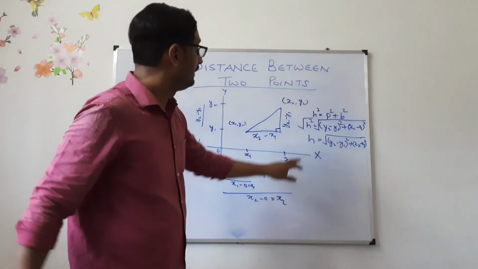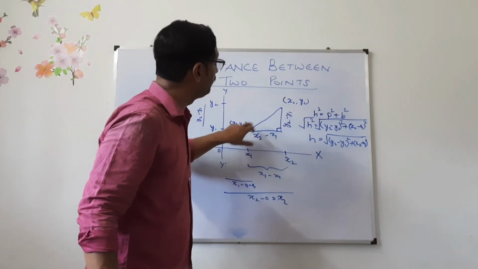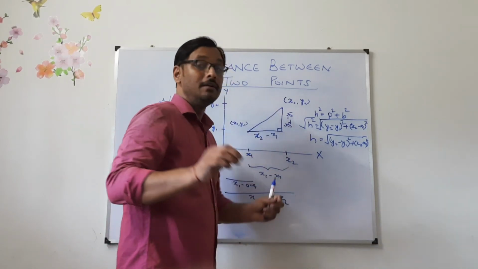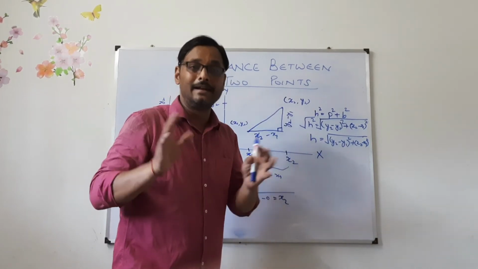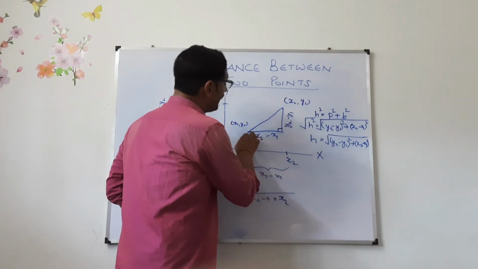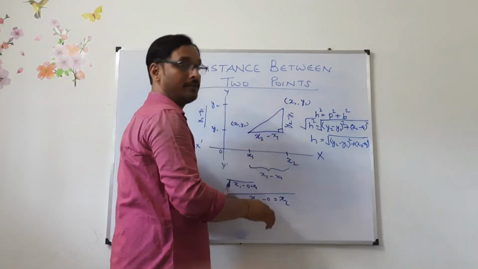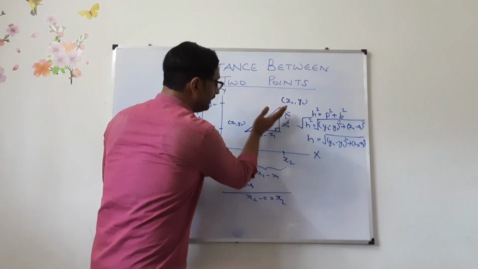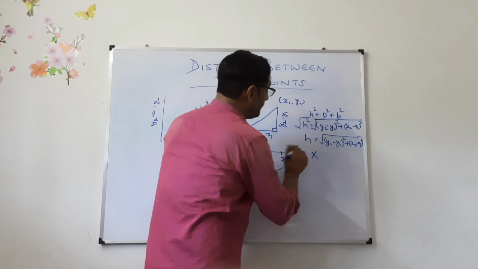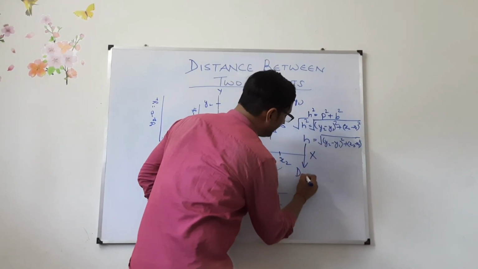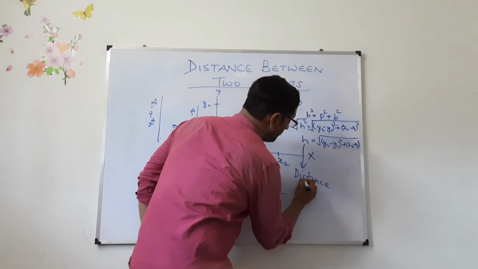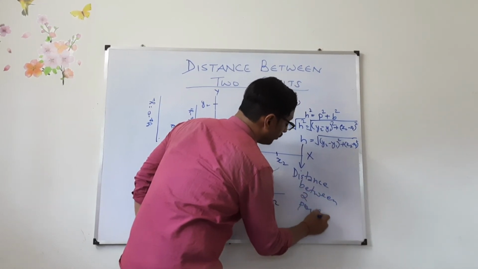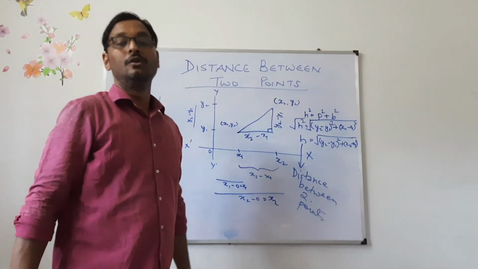What is this h? h is the hypotenuse of this right angle triangle. But I did not set out to find the right angle triangle. I have tried to find out the distance between these 2 points. So the distance is equal to hypotenuse. So what will I be writing in place of hypotenuse? In place of hypotenuse, I'll be writing distance between 2 points. Distance between 2 points.